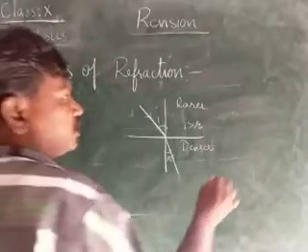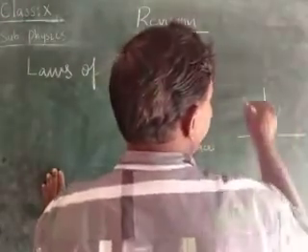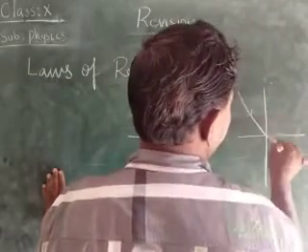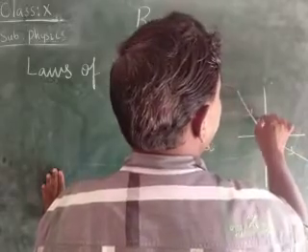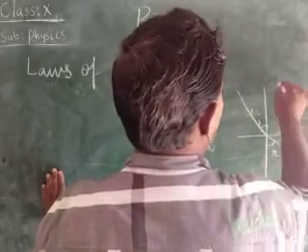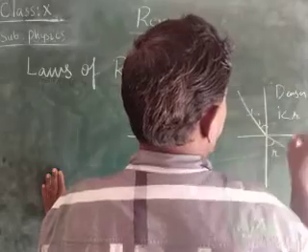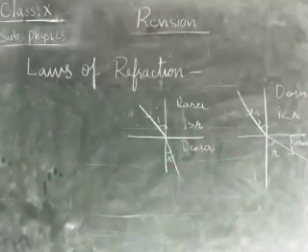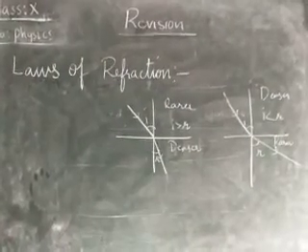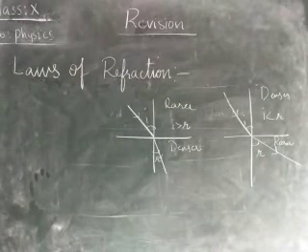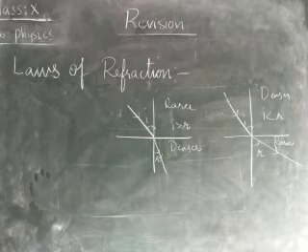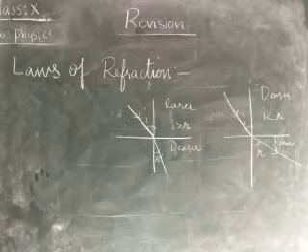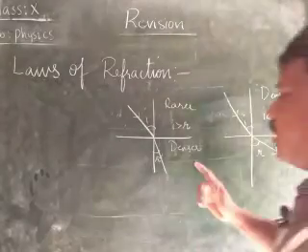When the light ray travels from the denser to the rarer, angle R is greater. Therefore angle I is less than angle R when the light ray travels from the denser to the rarer medium. You know what is denser and what is rarer, okay, children? So when the light ray travels from denser to rarer, angle I is less than angle R. When the light ray travels from rarer to denser, angle I is greater than angle R.